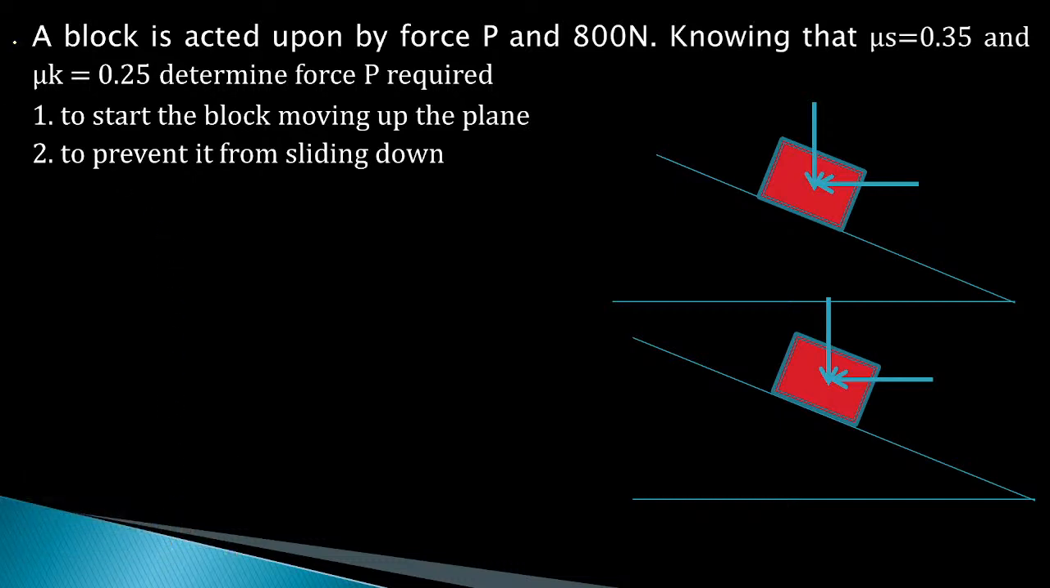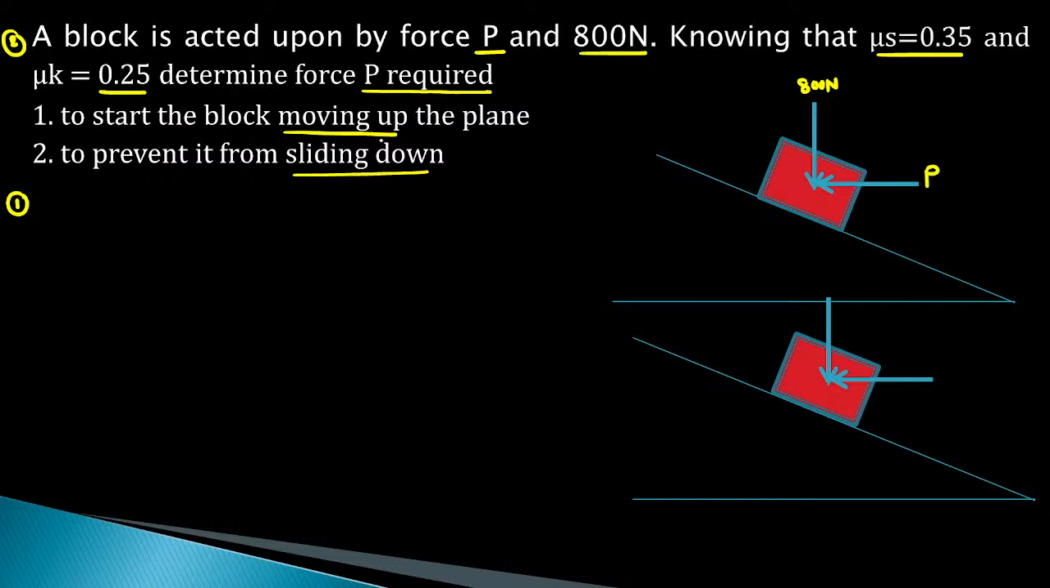Okay, so in this second problem, a block is acted upon by the force P and 800 Newton. These are the two forces. So, this is 800 Newton and this horizontal force is P, and the coefficient of static friction is 0.35 and coefficient of kinetic friction is 0.25. So, we have to determine the force P required. First is to start the block moving up the plane, and in the second case to prevent the block from sliding down. Okay. So, consider the first condition.